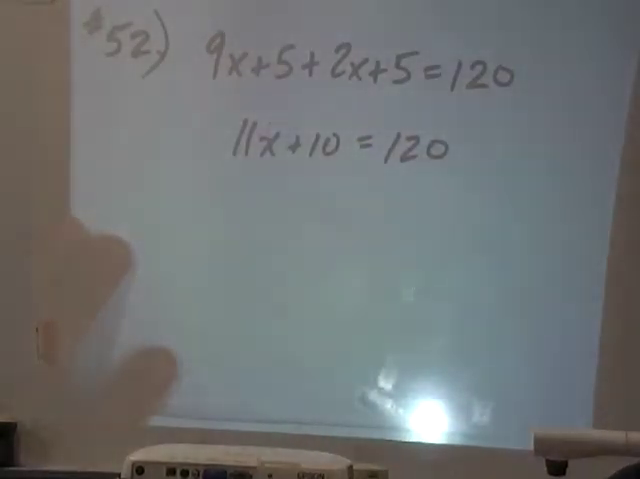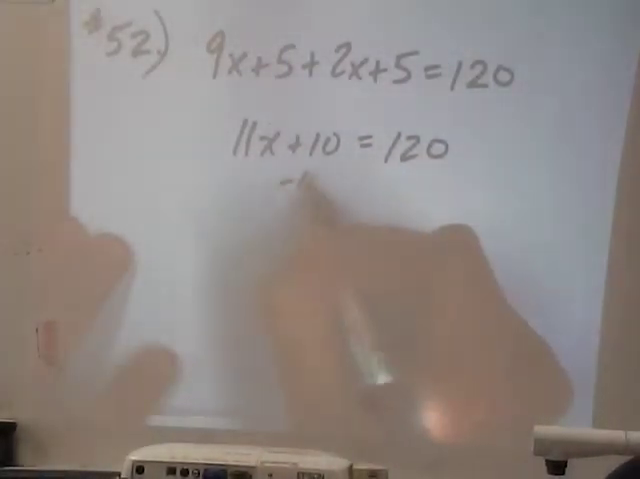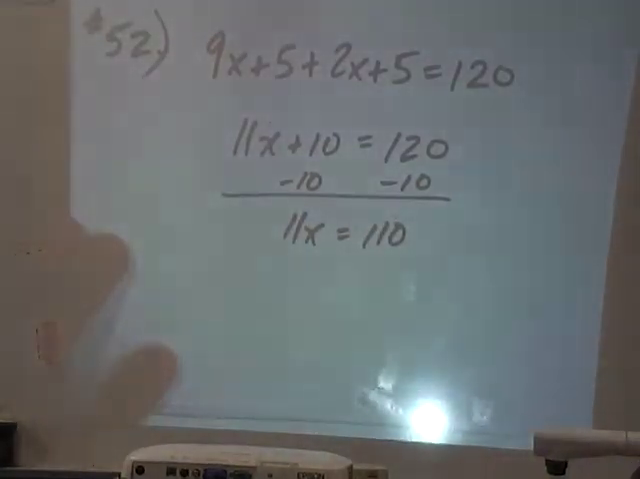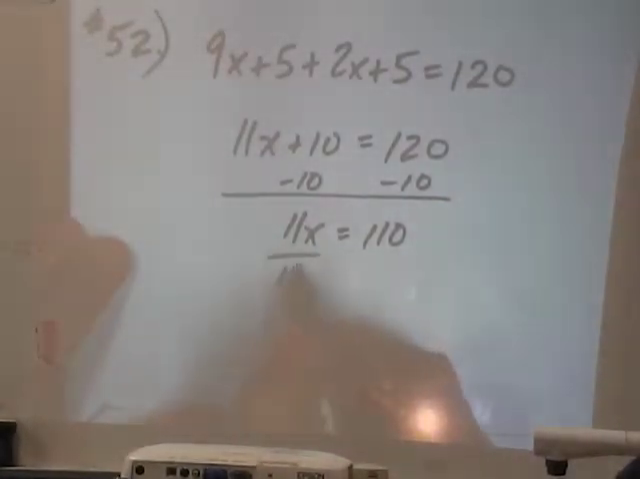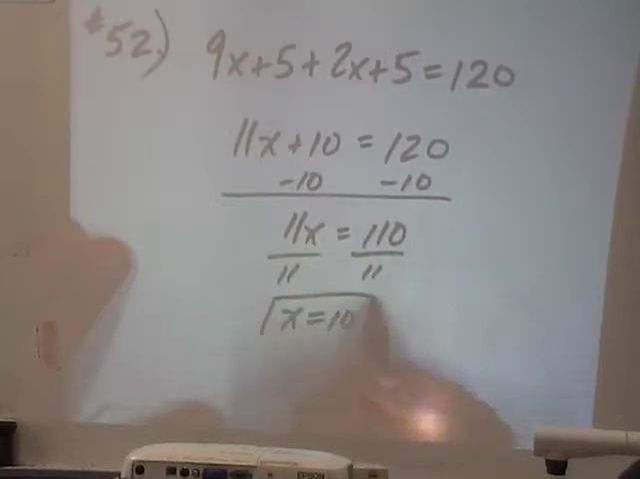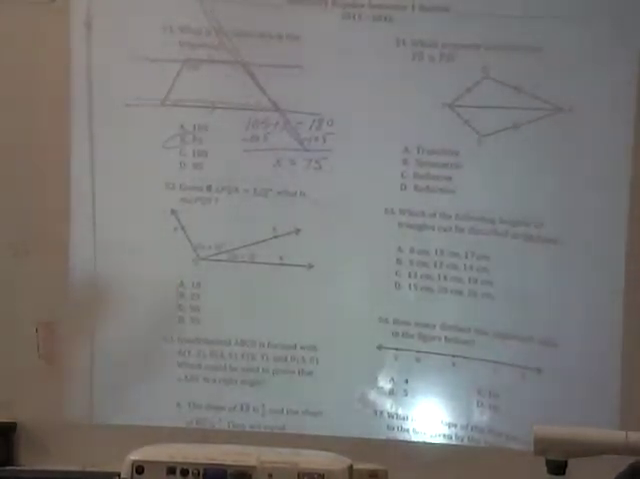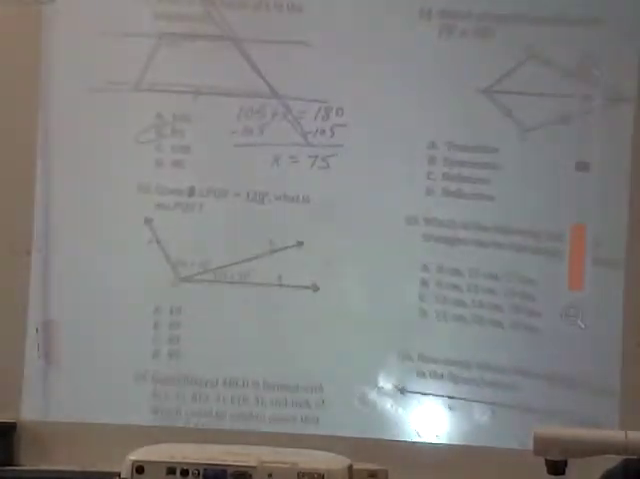Now what? Move the 10 over. So 11x equals 110. Now what? Divide by 11. So x equals 10, right? Are we done? No. There's a 10 there. That's not the answer. Don't fall for that.